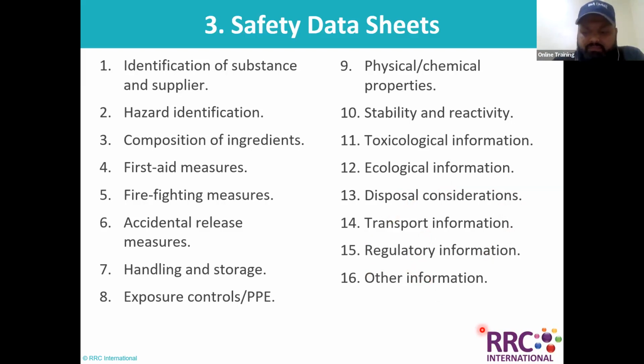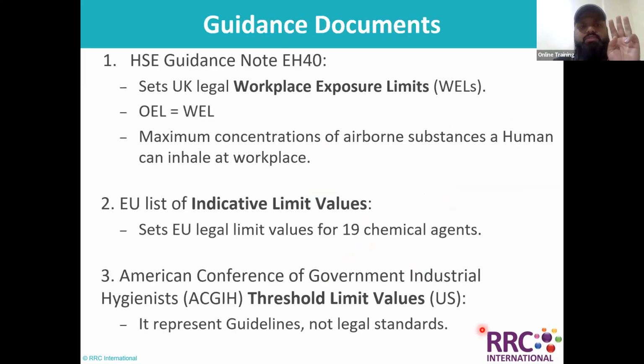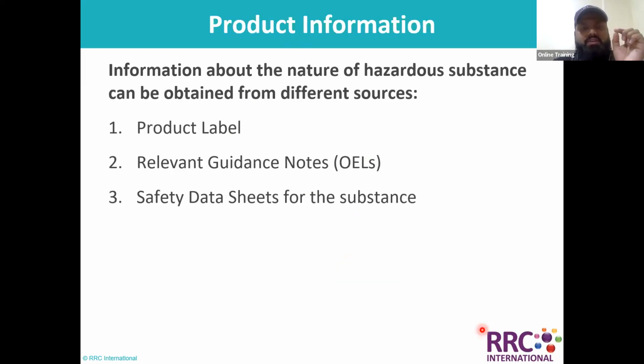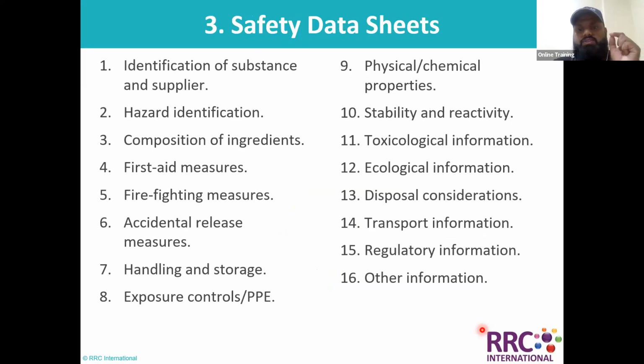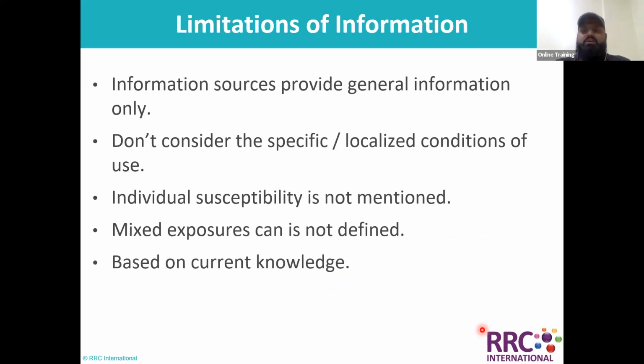Okay. So these are the three sources of information which tell us whether a chemical is hazardous for us or not: the product label, relevant guidelines, or the material safety data sheet, or safety data sheet. In all three sources of information, there are some limitations. What are those limitations? First, information sources provide general information only. This is general information which has been highlighted only as important.